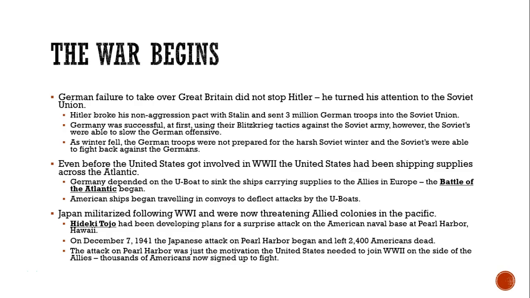He turned his attention now to the Soviet Union. Hitler broke his non-aggression pact with Stalin and sent 3 million German troops into the Soviet Union, hoping to expand Germany's border on the east side.